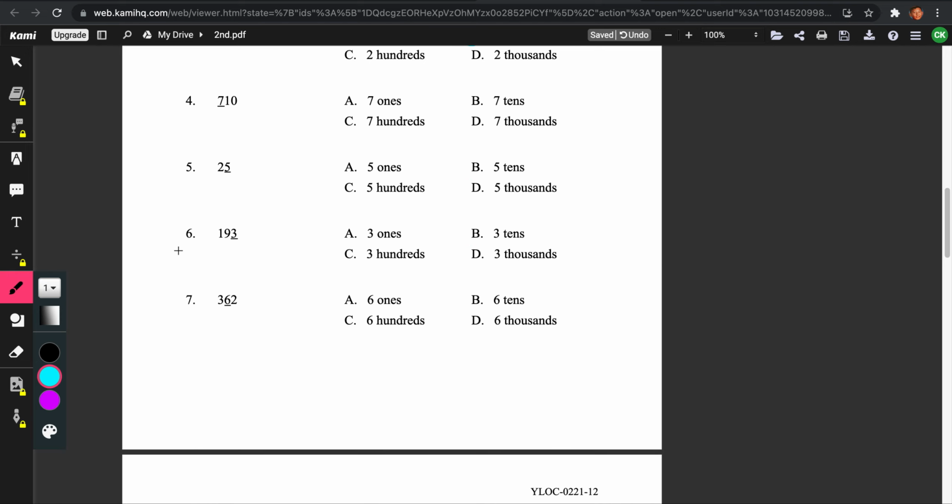Okay, let's try number 6. 193. Again, you see a ones, a tens, and a hundreds, but we only need to identify what the underlined one is, and the underlined one is the ones. So what you should always know is that the end number is the ones, the next is the tens, and then the next is the hundreds.